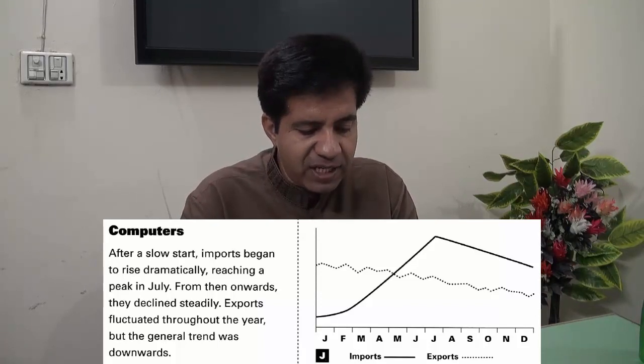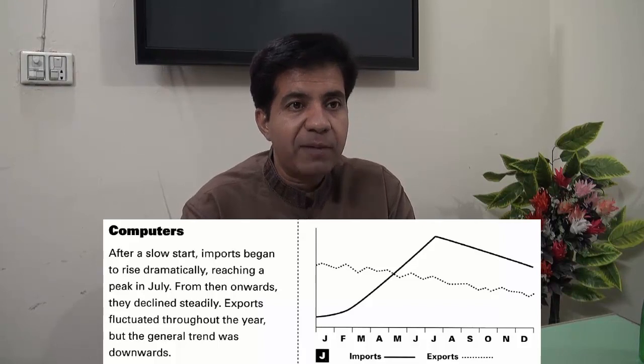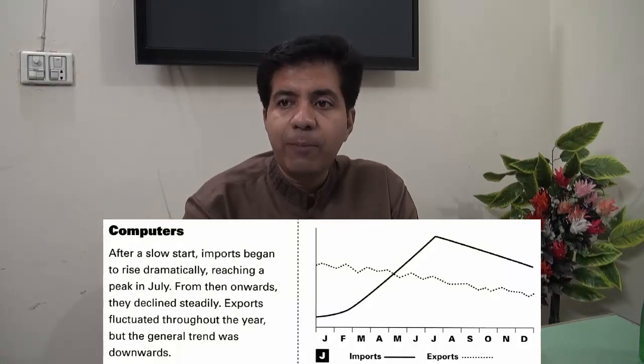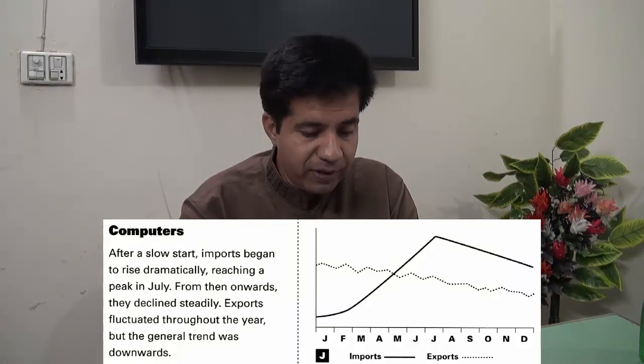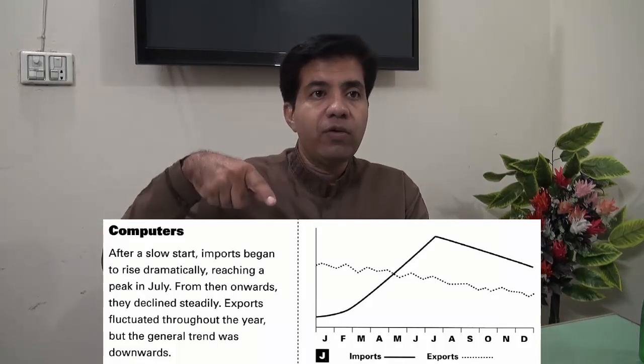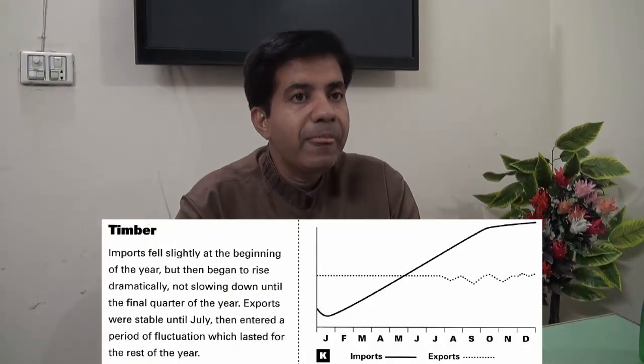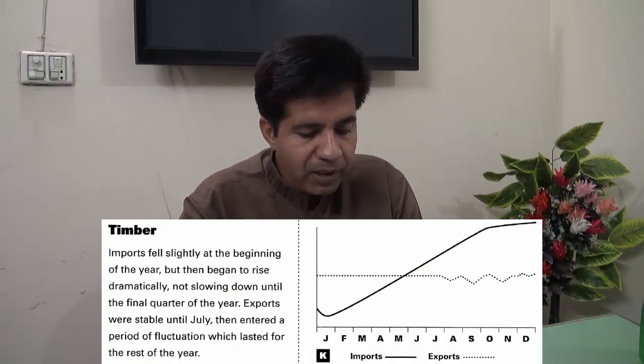Exports fluctuated throughout the year. Now you can see that exports are fluctuating, but actually the overall trend is upward or downward? Downward. The general trend was downward. General means overall. Overall trend was downward, or if it is upward, you will write upward. Timber. Timber means wood.